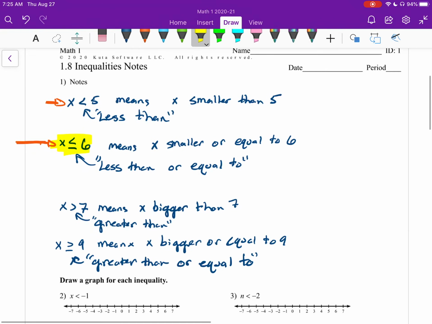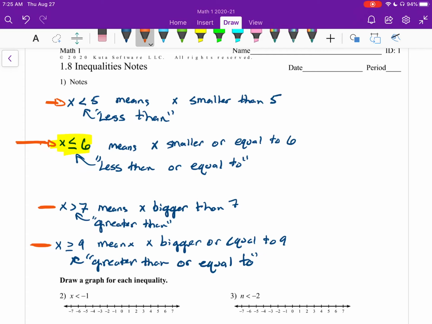Okay, next up, x is greater than 7, means x is bigger than 7. So x could be 8, x could be 9, x could not be 7 because it's not equal to, it's just greater than, okay? And then last up, x is greater than or equal to 9. That means that x is 9, 10, 11, 9 and a half, 9 and a quarter, one of those, okay?